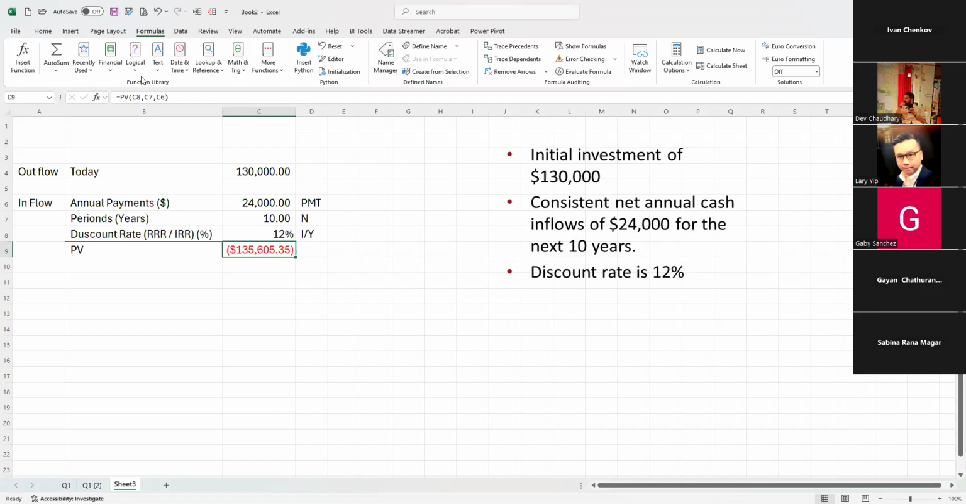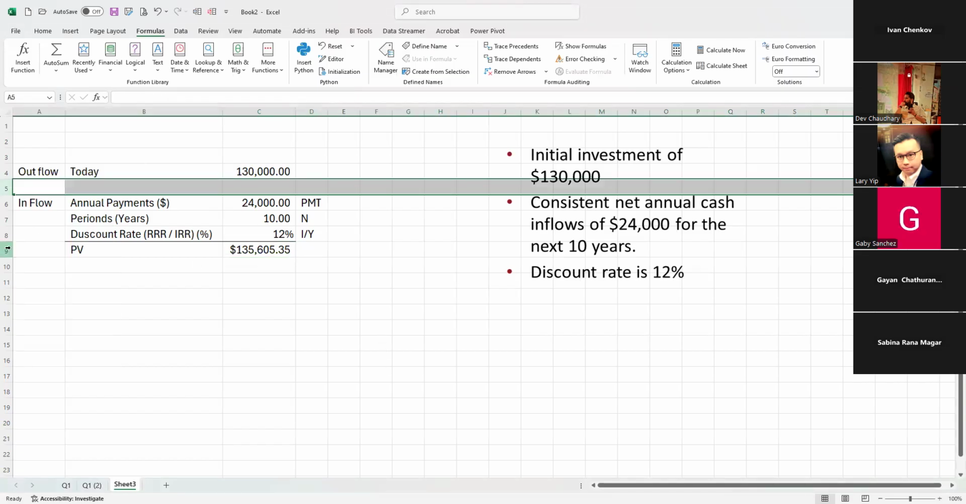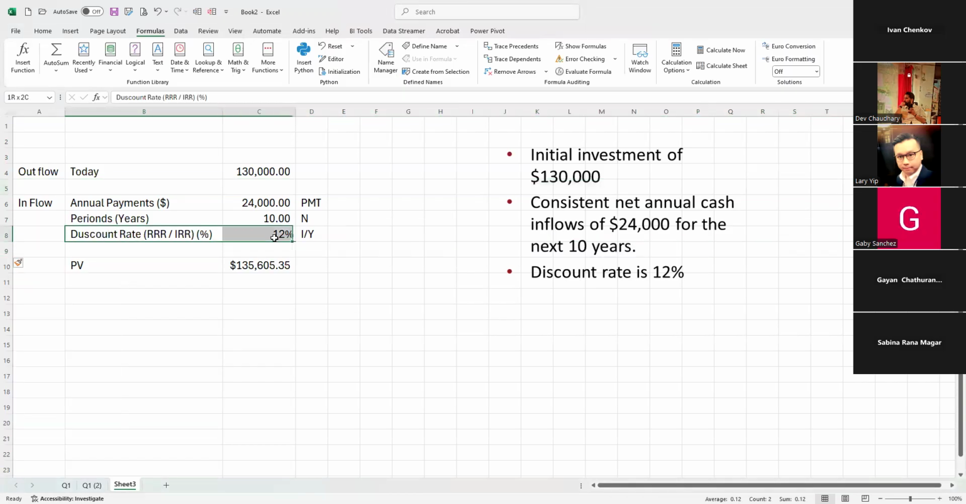Now we're getting a negative here because the function considers the cash as an outflow. In this case, we're getting the inflow. So today it's going to cost us, those $24,000 payments are going to be worth $135,000. So to make it positive, we just enter a minus in front, and that's the present value. Again, if you remember from the question, the salvage value was 0. So let's enter the salvage value here somewhere so we can use this calculation for future purposes.